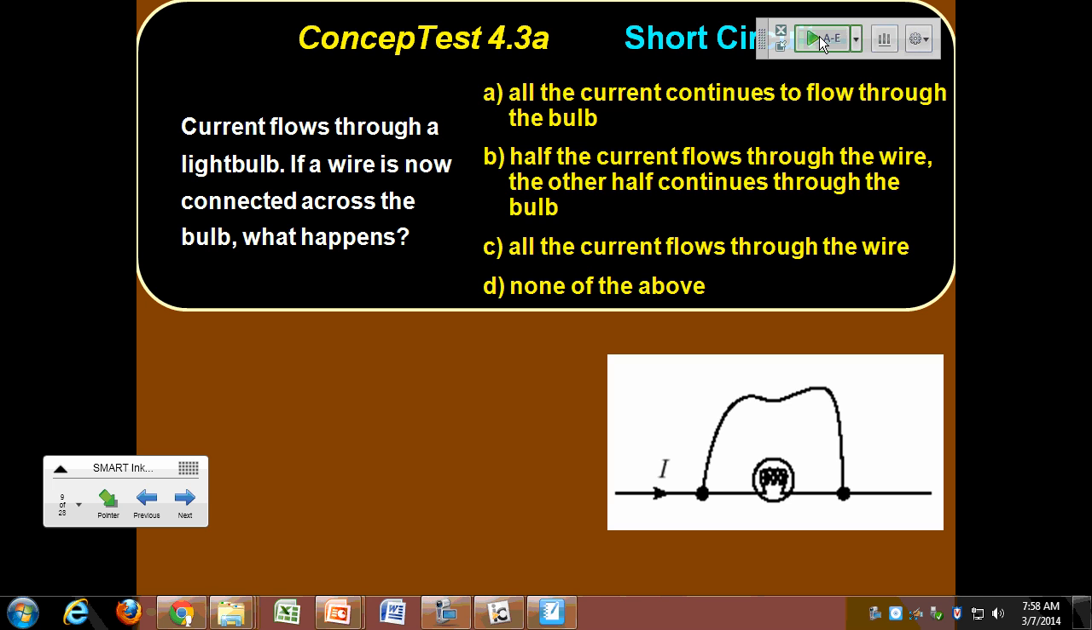Current flows to a light bulb. If a wire is now connected across the bulb, what happens? We'll assume that wires have a resistance equal to 0 ohms. That's not entirely true, but we'll assume that's the case for this. A resistance approaching 0 ohms. Nothing can really have a 0 resistance.